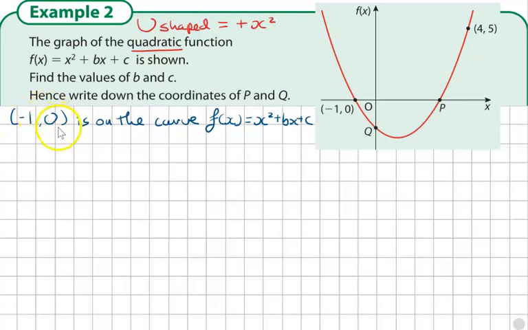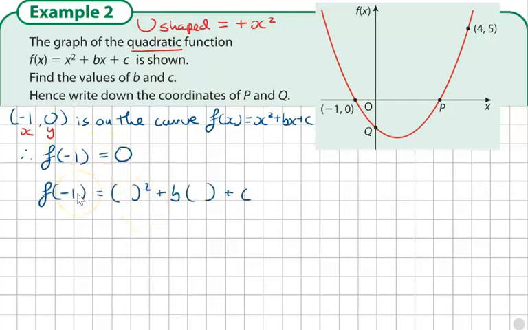Minus 1, 0 is on the curve f of x equals x squared plus bx plus c. We're going to label our point x, y. So there's our point minus 1, 0, and the x value is minus 1 and the y value is 0. Therefore, f of minus 1 is equal to 0. So if we input minus 1, our output is 0. So f of minus 1 is equal to 0.